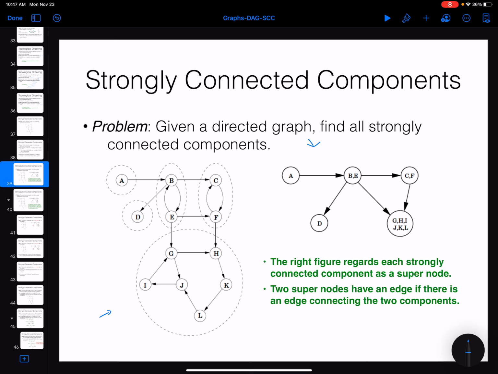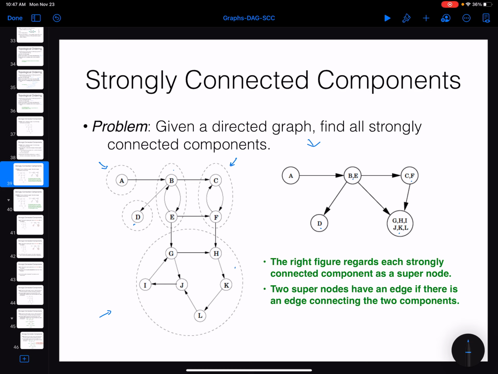You can see that this component has just one node, so we can mark it as A. This component has two nodes, C and F. This component has two nodes, B and E. This component has 6 nodes, all the nodes I've written here, and this component has one node here. What I know about this supergraph that I got is that all the edges inside the strongly connected components have been removed, and I only have the edges between the strongly connected components from the original graph. So what are the properties of this new graph that I got?